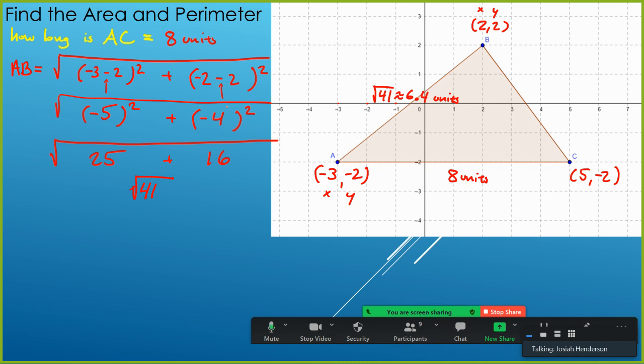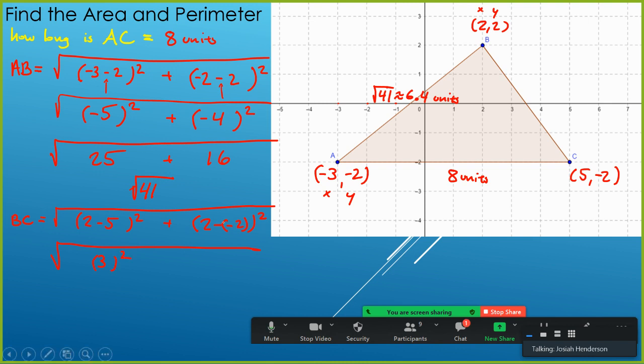So now we're going to do the same process for BC. We got to find how long is BC. Set it up, x minus x squared plus y minus y squared, and don't forget the whole thing has a square root box over it for the very end. So now x minus x, 2 minus 5. Then 2 minus negative 2 for y minus y. Two minus 5 gives us 3. Okay, 2 minus negative 2.